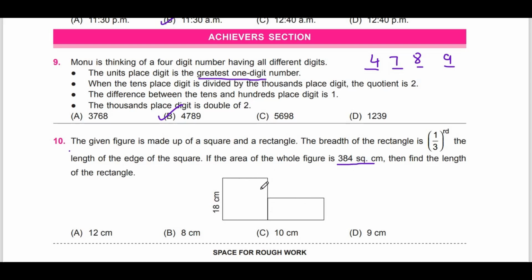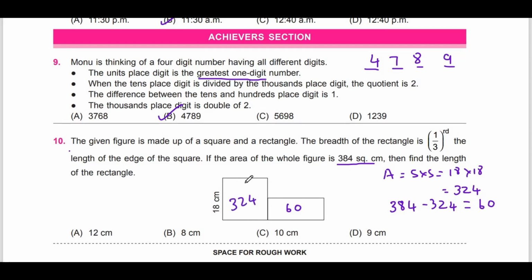So here this is a square. First let's find the area of the square. The area of a square is side times side, which is 18 times 18. When you multiply 18 and 18, the answer is 324. Now the total area is given. The total area is 384 minus 324. When you subtract these two, the answer you get is 60. So now we know the area of this rectangle is 60 and the area of this square is 324.